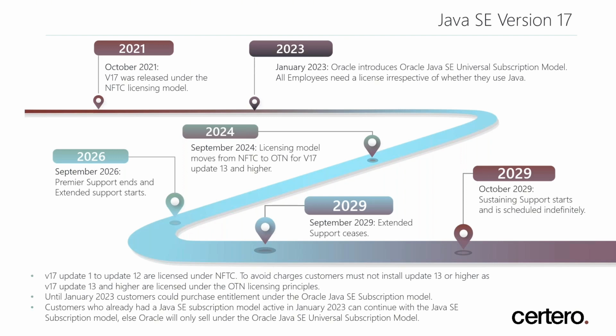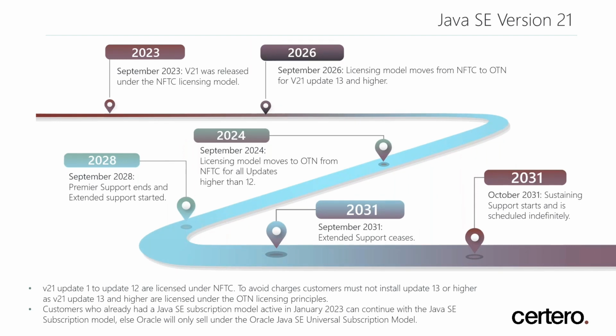Until January 2023, customers could have purchased their entitlement under the subscription model. You can still do that if you can prove it. So this is a way of, if you want to stay on 17 and have the updates, if you've already got a current subscription model in, you can continue on there. Please note that Oracle are now only selling the universal subscription model. So people who have not had a subscription model in the past, Oracle will only do that on the employee based. Okay, so that just highlights version 17.